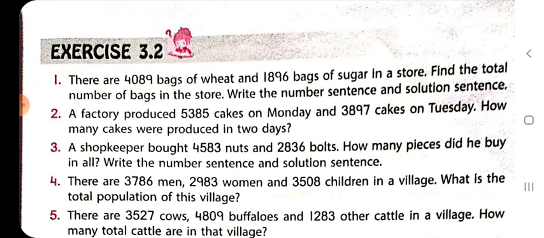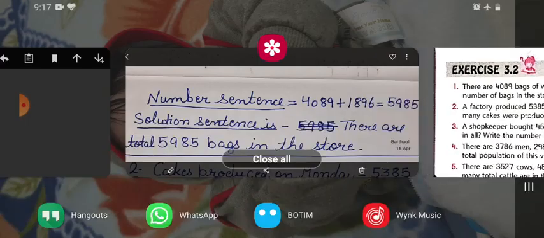That means what will we do? Yes, we will do addition. If we add the number of cakes produced on Monday and the number of cakes produced on Tuesday, then we will get our answer, that is the total number of cakes produced on both days, Monday and Tuesday. Simple addition. Okay.